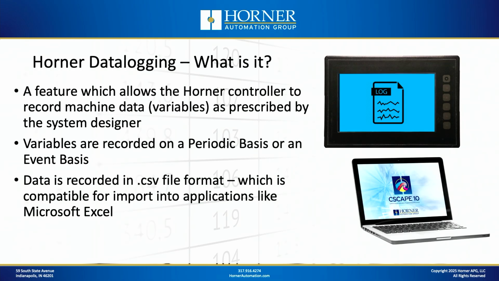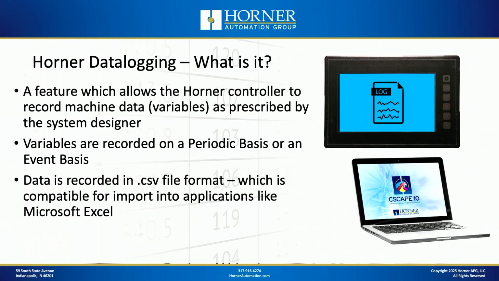So Horner data logging, what is it? Well, this is really a feature that we've had at Horner for many years now, and it's become extremely popular recently, and we'll talk about that in the next slide. But basically, this is a feature that allows any Horner controller, whether it's an all-in-one OCS product or one of our CPUs that are our modular controllers, all the Horner controllers have this feature, which allows them to record machine data as prescribed by the system designer.